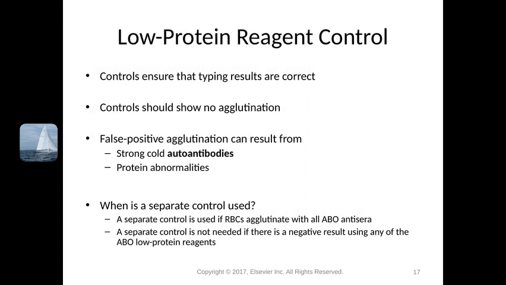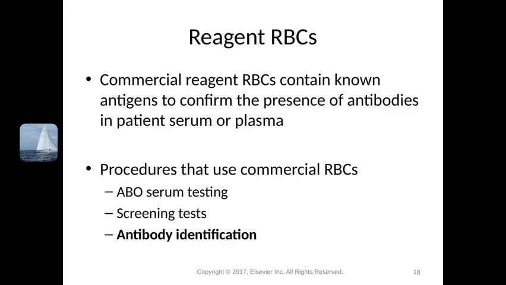So our low protein reagent control will basically help us ensure that we're not getting any false positive results. So typically we can see these with protein abnormalities or cold autoantibodies. So if we get a patient that types up as AB pos, or it's a cord blood, we're going to want to run that control just to make sure, because we don't know if something else is causing all the red cells to agglutinate.